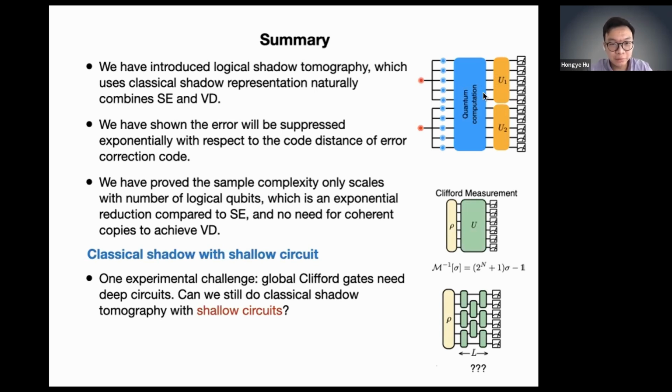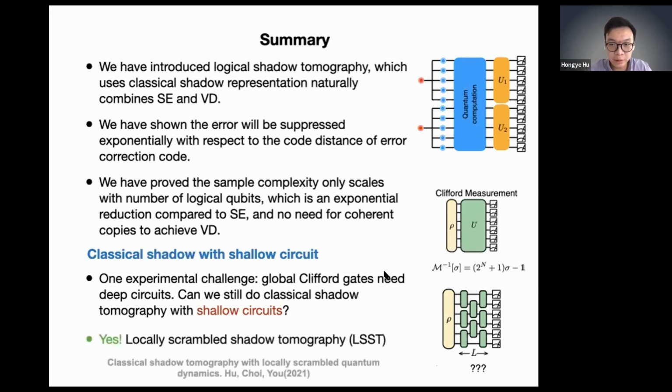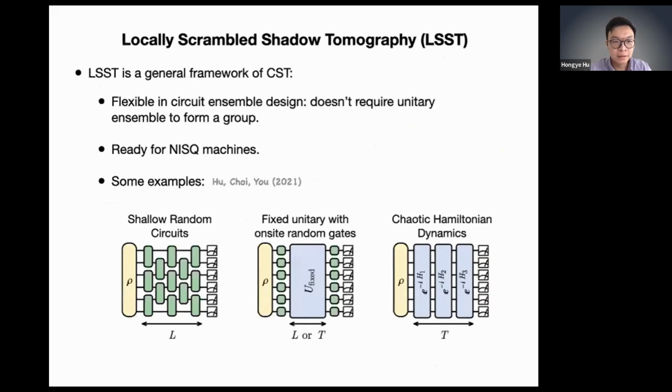So one may ask, if we want to use the shallow circuit, could we still do the classical shadow tomography? The main challenge of doing the classical shadow tomography with shallow circuit is that the reconstruction map is previously unknown. And luckily, with the current development, we have found the reconstruction map in our recent paper, where we introduced this locally scrambled shadow tomography. So here I'll briefly mention its results.